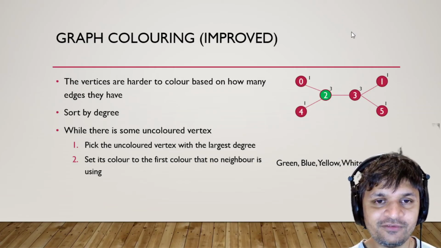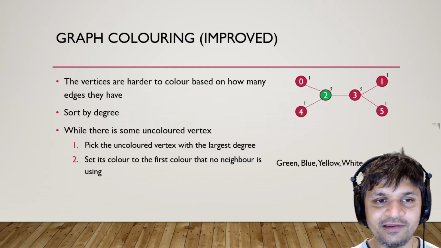So the first thing is we start off with a blank graph and then we say pick the uncolored vertex with the largest degree. So it's either vertex 2 or vertex 3. Okay, so we picked vertex 2 and now we pick the first color that no neighbor is using. None of its neighbors are using any colors, so we get to use green.